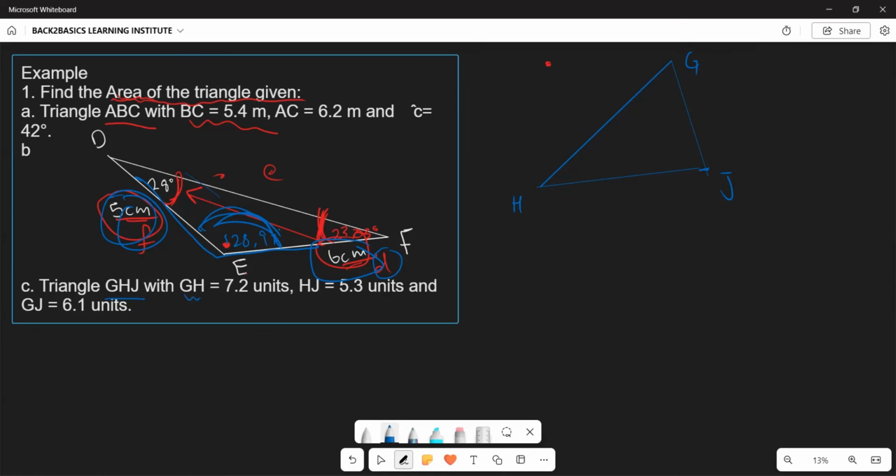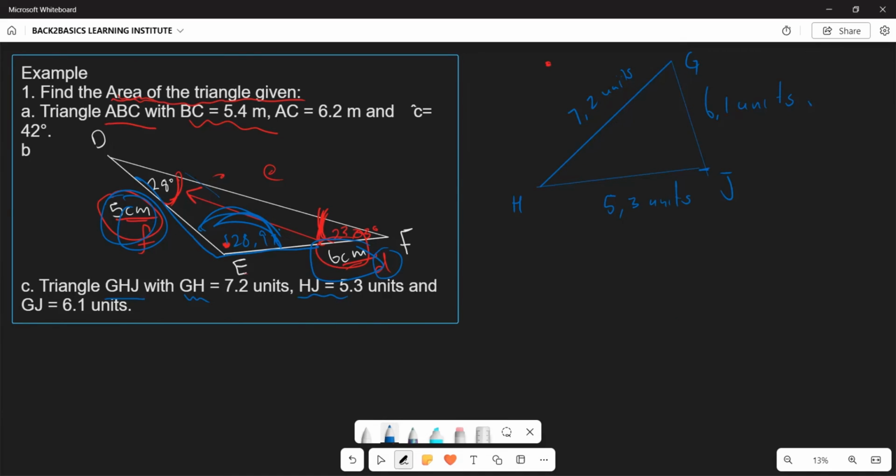Now, what you are given: they say your GH is given by 7.2 units, right? So we are labeling it. Your HJ is given by 5.3 units, so we label it. And your GJ is given by 6.1 units, right? Now we have this. Let's see what we can do from here.